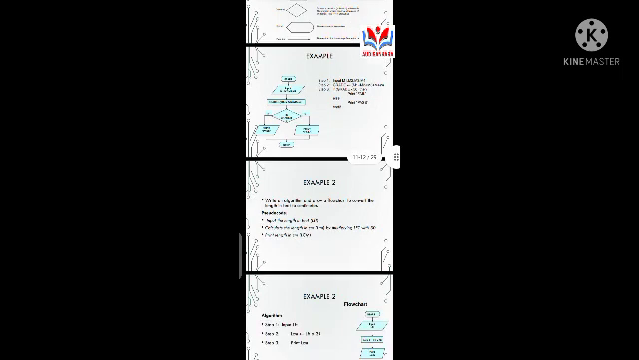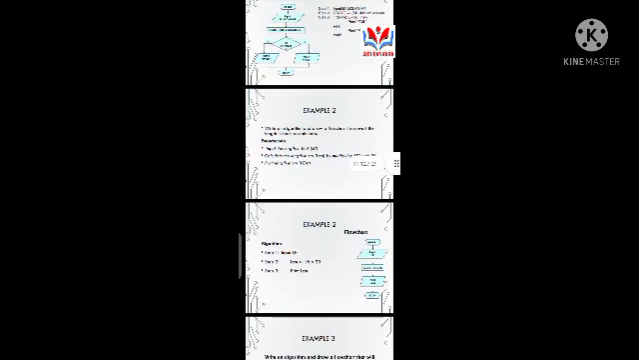Now let us see example 1. It is a flowchart. Start: input M1, M2, M3 and M4. Grade equals M1 plus M2 plus M3 plus M4 divided by 4. Is grade less than 50? Yes, print fail, and no, print pass. Now stop.